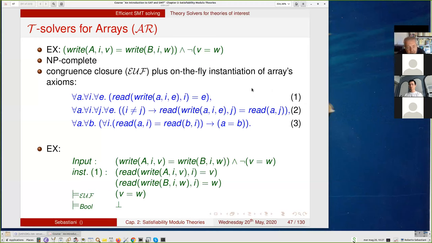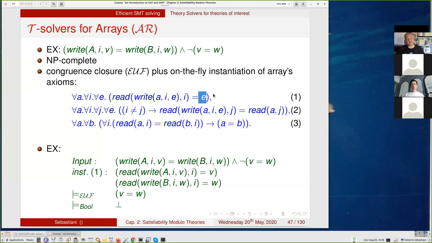All the theory is based on substantially three axioms. The first two are known as McCarthy axioms. The first axiom says that for all arrays A, for all indexes I, and for all elements E which you want to write, the result of reading at position I an array which is the result of writing element E in position I from an original array A is E. What does it mean? If you write an element E in position I in an array and then look at what is there after that operation, you'll find the E value, of course.